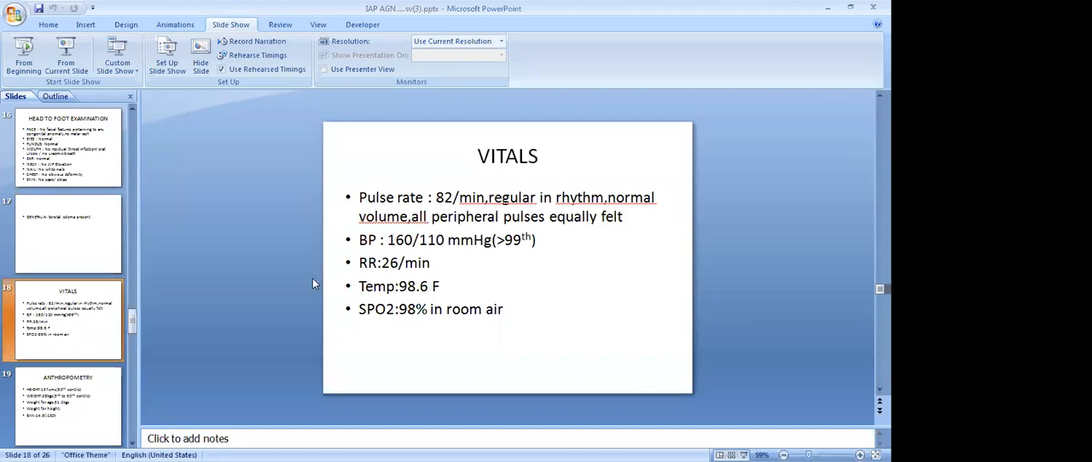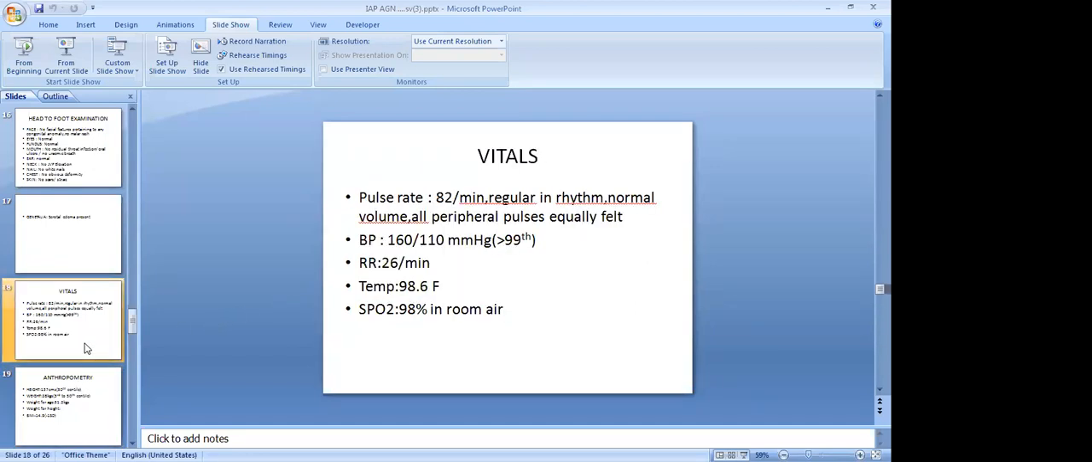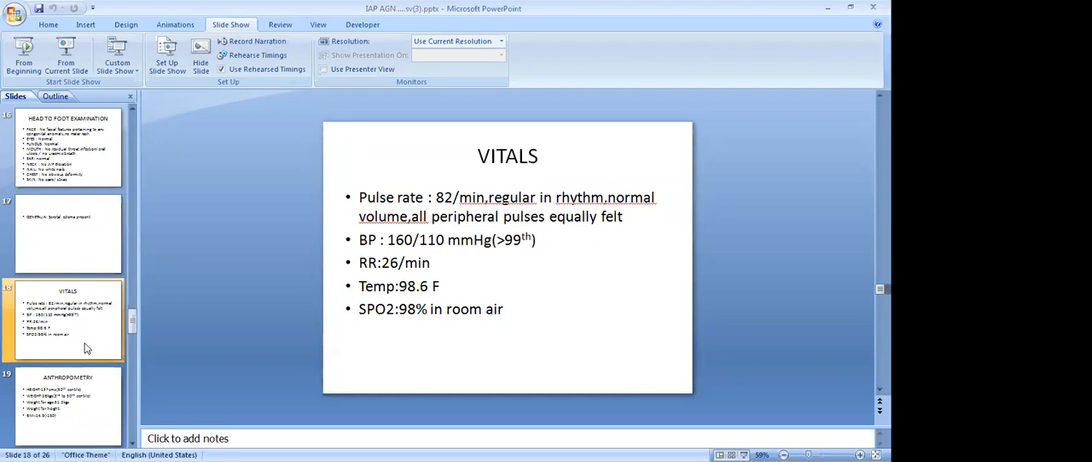Okay, go on. All peripheral pulses are equally felt. Okay, so you have checked that, no? Why is that relevant in this patient? I mean, in any child with hypertension, not in this patient. Okay, what happens in coarctation? Sorry? What happens in coarctation? What will happen to peripheral pulses, central pulses? What changes do you expect? Radiofemoral delay.